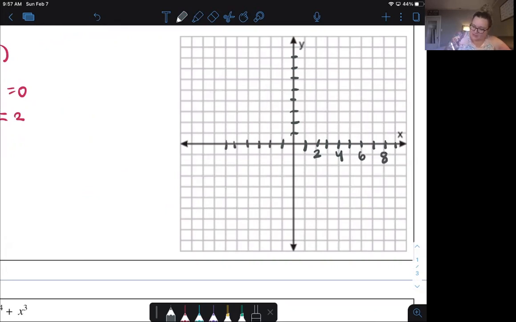And I'm going to wait to actually do my scale for my y-axis until I know what my y-intercept is, what kind of y values I'm looking for here. So let's do negative 2.